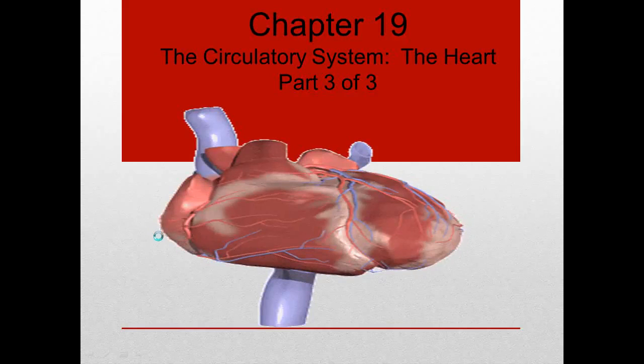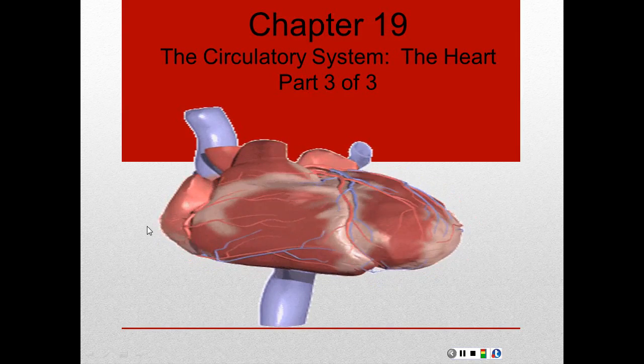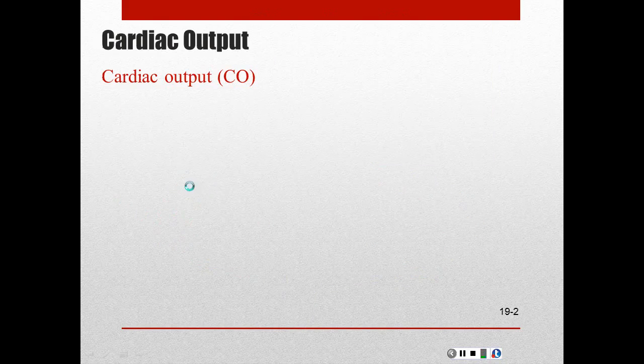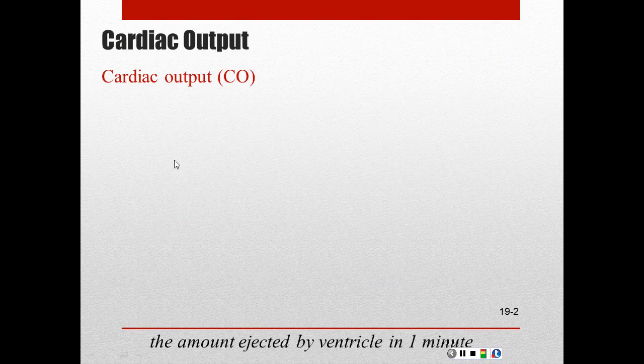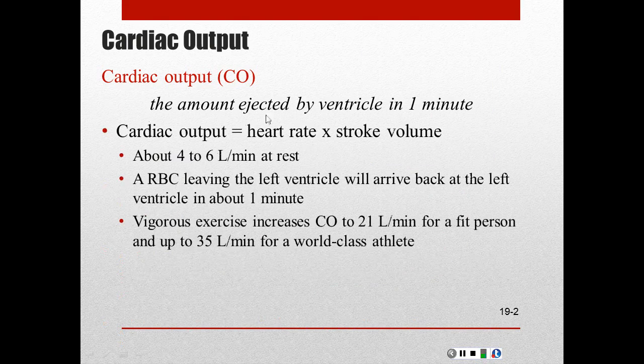So we're here at the last video for chapter 19, dealing with the heart. Now we're going to move on to the cardiac output. So cardiac output, what is that? That's the amount of blood ejected by each ventricle in 1 minute. Heart rate times stroke volume will give us cardiac output.